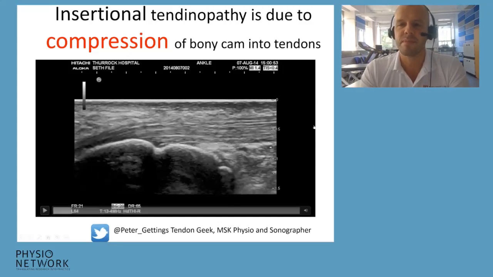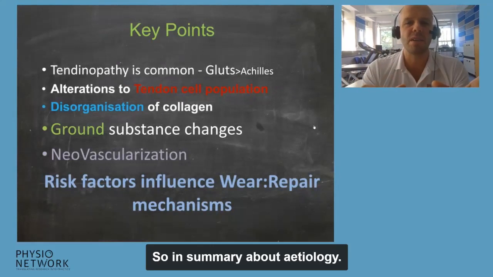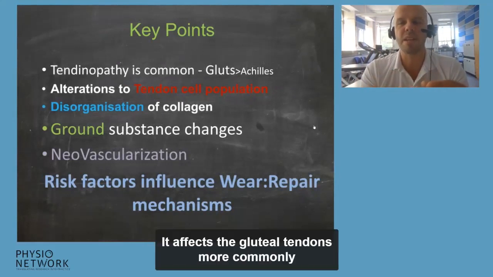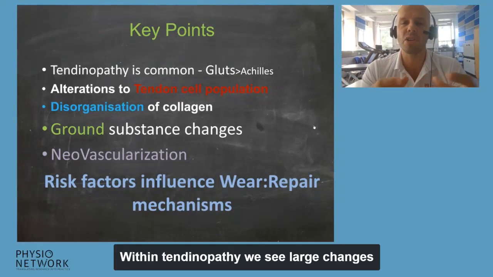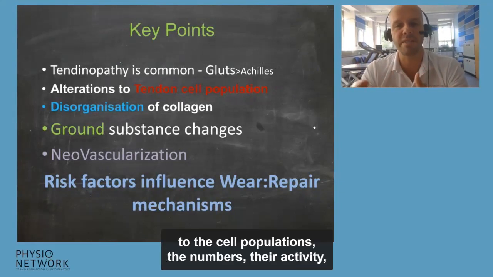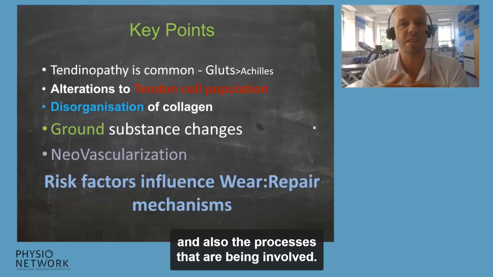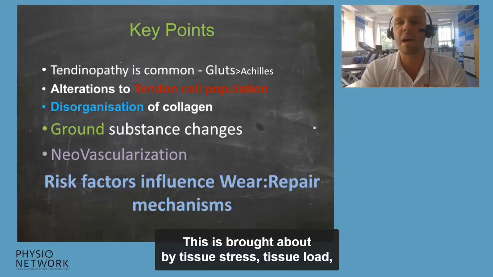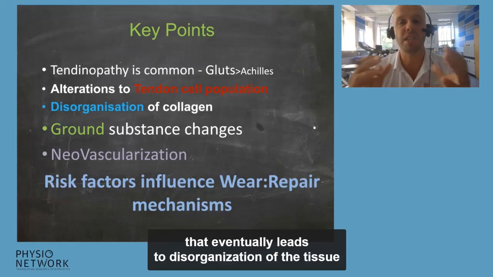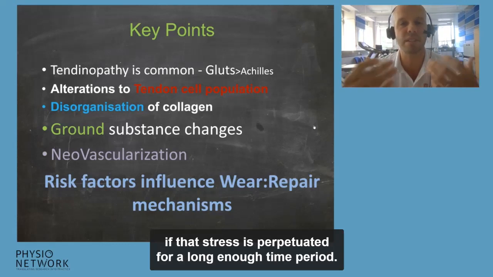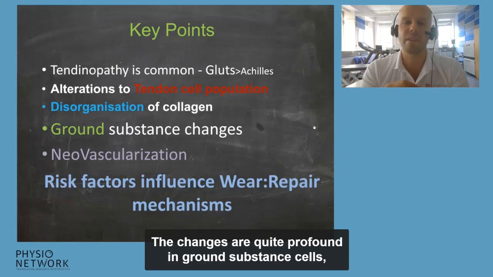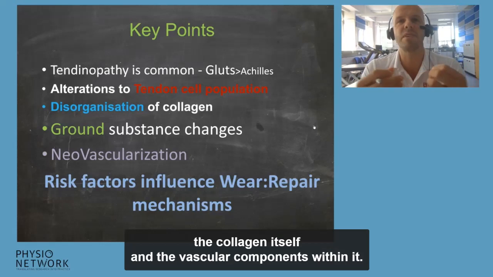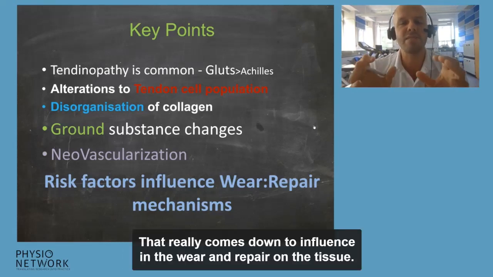Okay. So in summary about etiology, tendinopathy is a big problem. It affects the gluteal tendons more commonly than something like the Achilles. Within tendinopathy, we see large changes to the cell populations, the numbers, their activity, and also the processes that are being involved. This is brought about by tissue stress, tissue load, that eventually leads to disorganization of the tissue if that stress is perpetuated for a long enough time period. The changes are quite profound in ground substance, cells, the collagen itself, and the vascular components within it. That really comes down to influencing the wear and repair on the tissue.